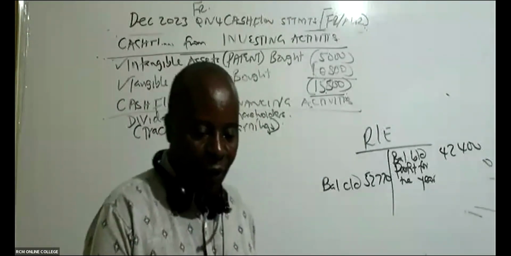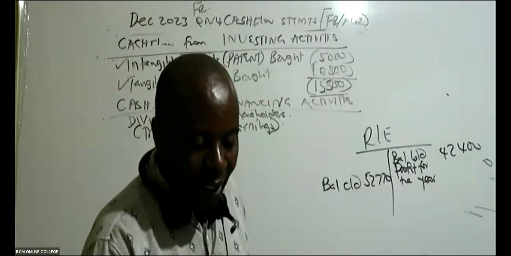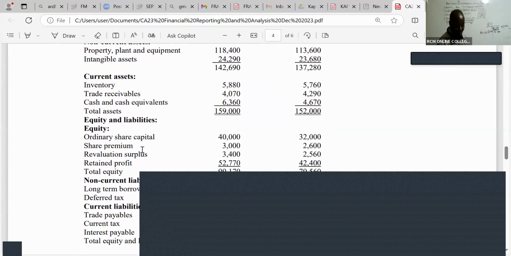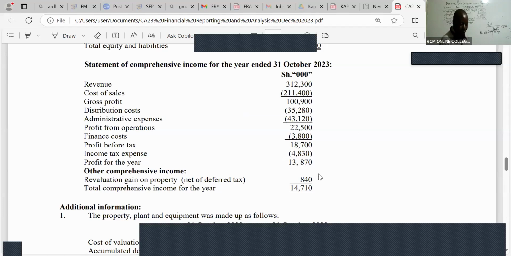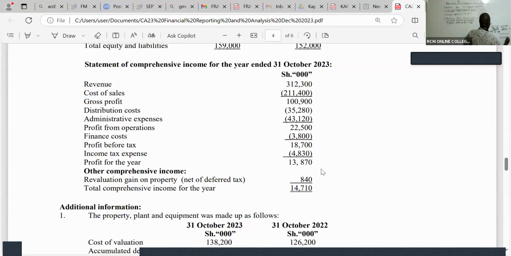So in this case here, profit for the year. Are you able to see the profit for the year? Let's check. Go to your income statement and see the profit for the year. Leave this comprehensive whatever. It is profit for the year. The profit after tax is 13,870. And then you balance your accounts.